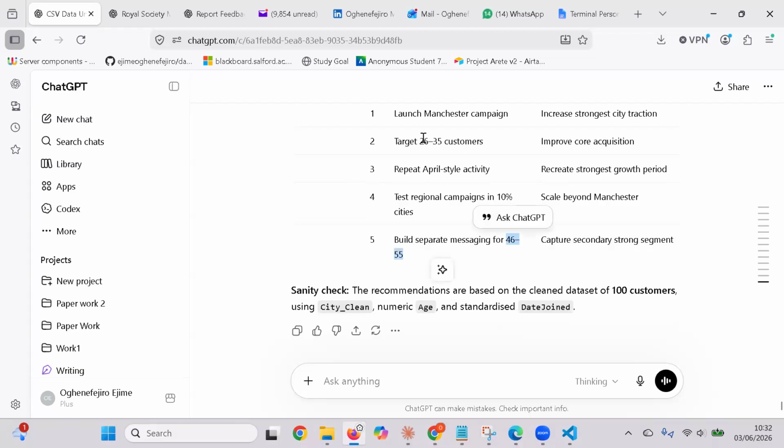Meaning, it is suggesting that the messaging we use to target this customer should be different from what we use to target that customer. Why? Age matters, because the thinking of people who are 26 to 35 will be different from the thinking of people who are 46 to 55.